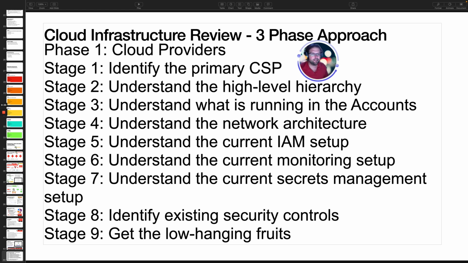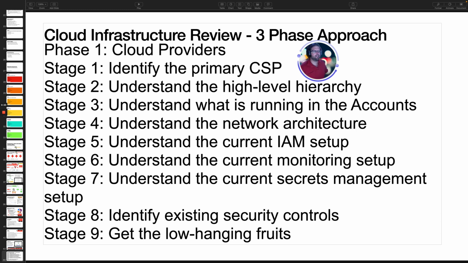How many organizations does your company have? Is there a clear split between environment types, production, staging, and testing? Or how are new accounts created? Manually or automatically? These are great questions to ask as you're doing your cloud infrastructure review.